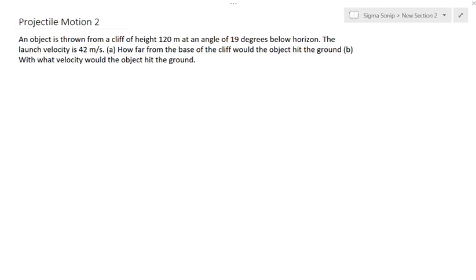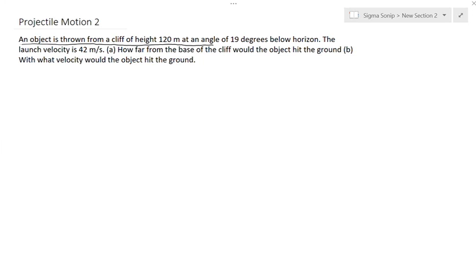Okay, this is the second video on our projectile motion topic. This is slightly different from the first one. Here what we are seeing is that an object is thrown from a cliff of height 120 meters.